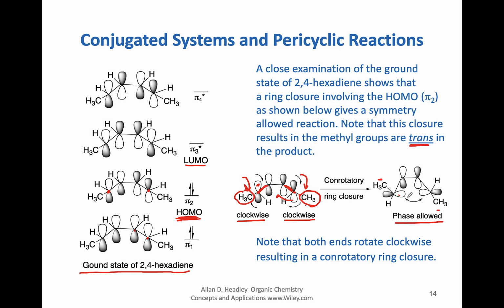As you can see, this happens here. In so doing, we'd have to rotate this and this bond in the same direction, clockwise. And that type of rotation is called a conrotatory ring closure. In so doing, we have a trans arrangement of the methyl group. Let's look at the opposite.